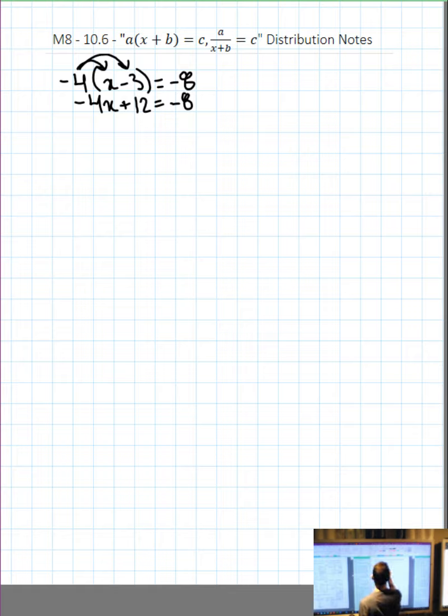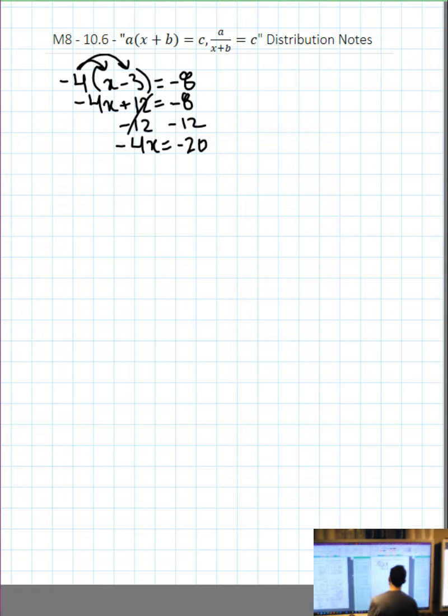On the right-hand side, we have negative 8. So I'm going to minus 12 from both sides, performing the opposite operation to both sides of the equation. I had a plus 12, so I'm going to do a minus 12. On the left-hand side, we have 12 minus 12, which is 0. Cross it out. We have negative 4x equals negative 8 minus 12. Adding and subtracting on the number line, we get negative 20.